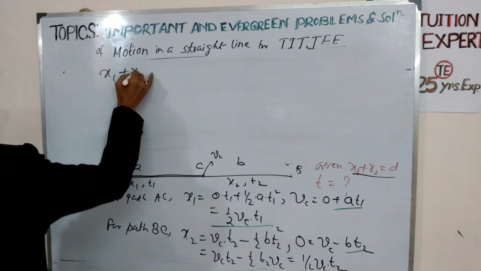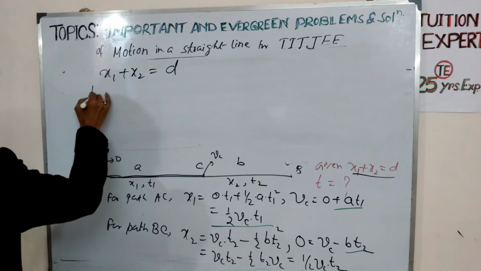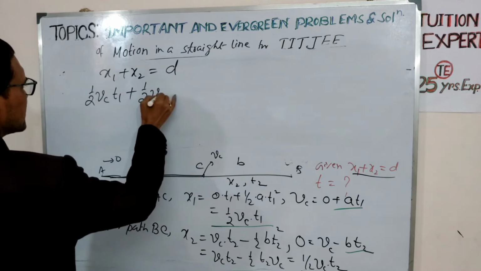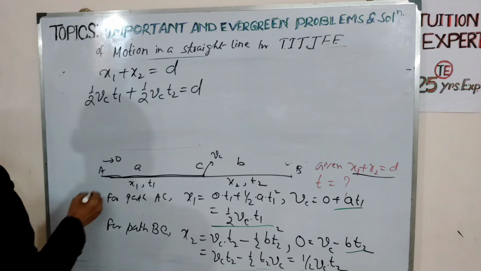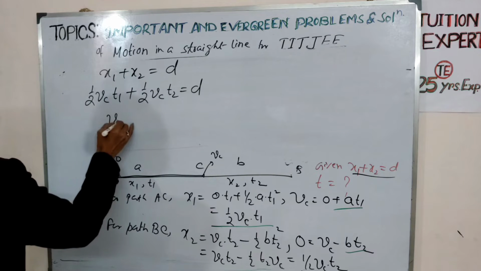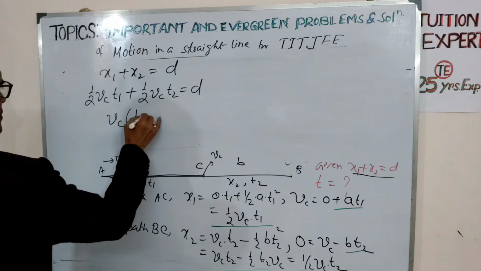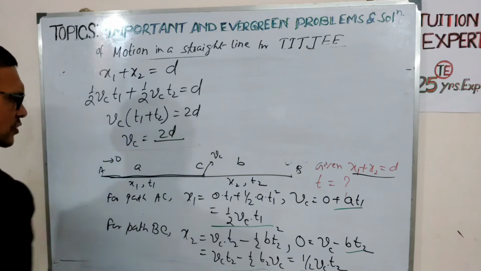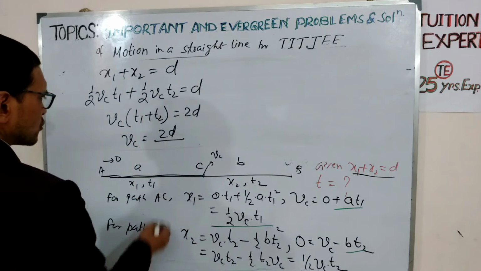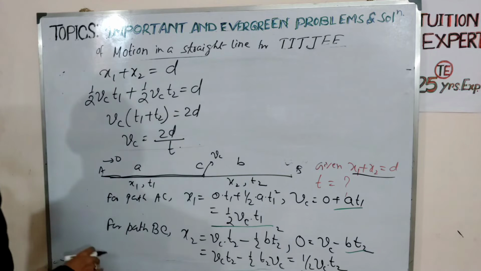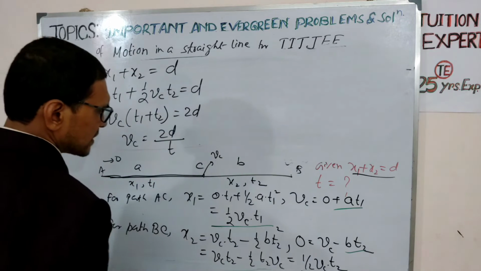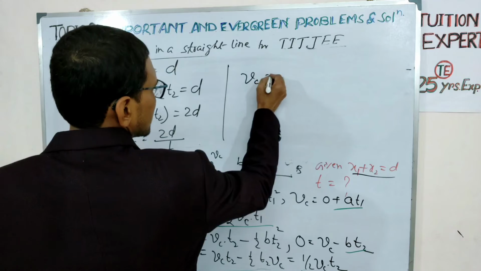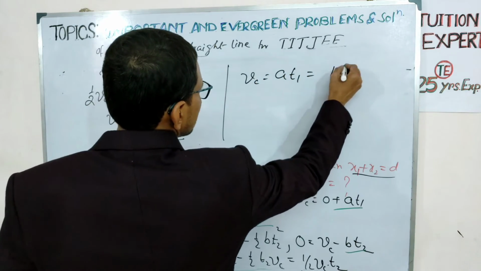So x1 equals this. t1 plus t2 equals the total time taken t, and we get vc equals 2d by t. This is the total time taken, we have to find t. Now what is vc? vc equals a t1 equals b t2.